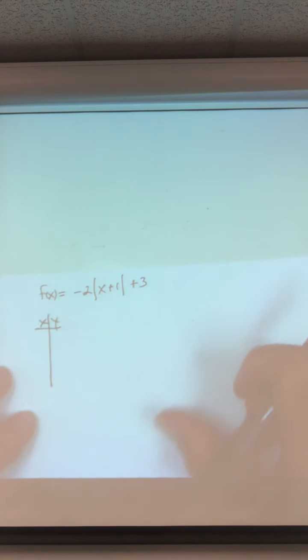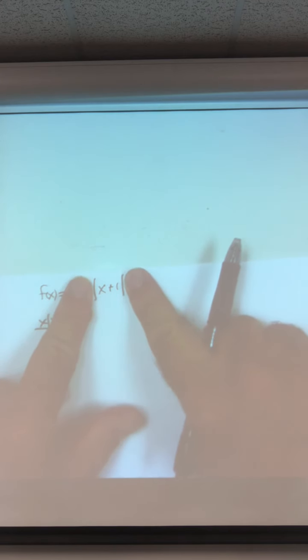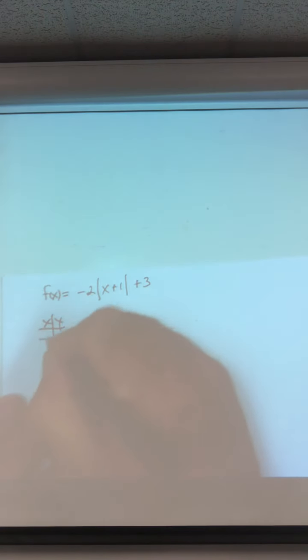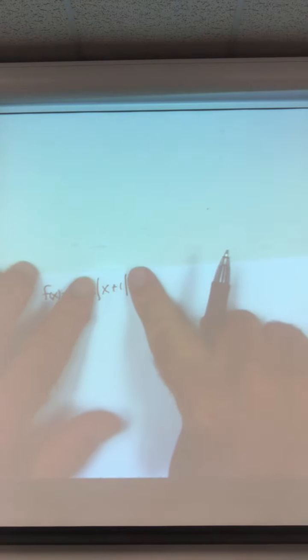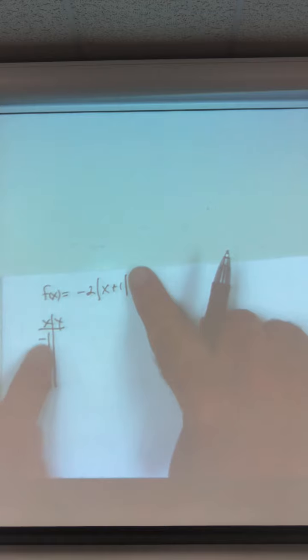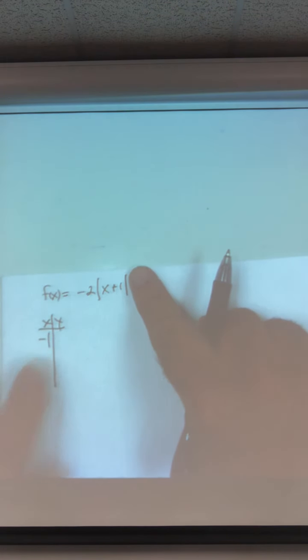All right, I've said this multiple times, but I'm going to say it one more time. Look at what's inside the absolute value, x plus 1. Take the opposite of that, so it's going to be -1. So that's the first number. Now, if that was x plus 5, this would be -5. If it was x minus 4, this would be plus 4. X minus 8, plus 8. If it's just x, this would be 0.